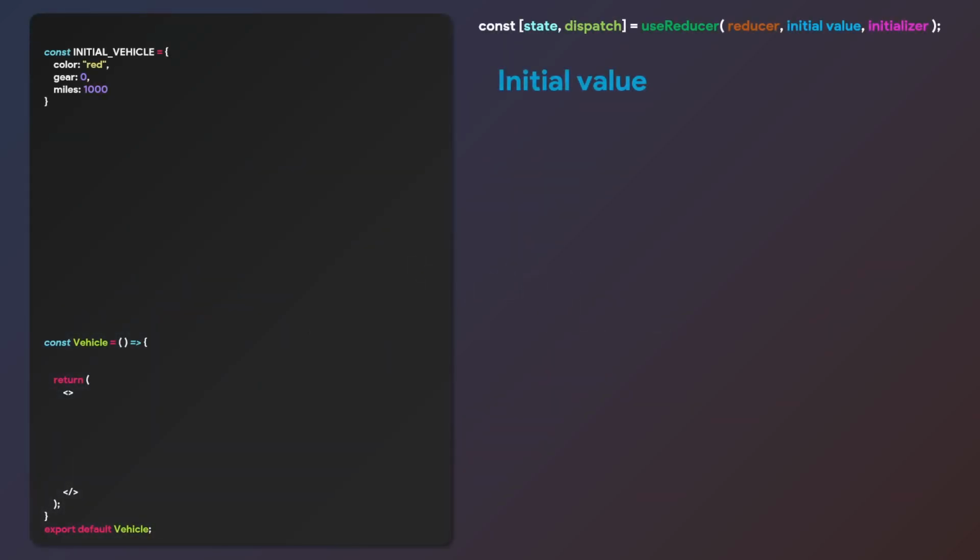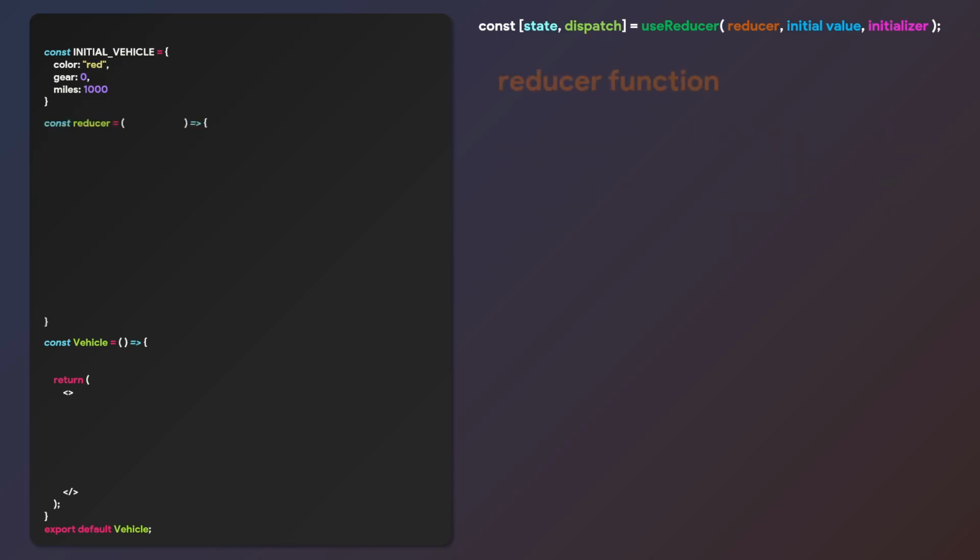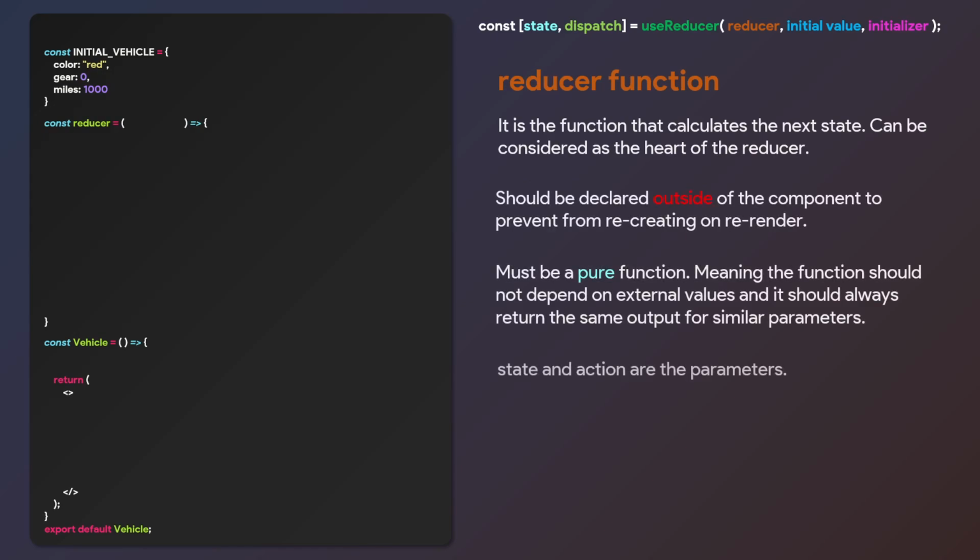To begin with, first we need to have an initial value. This value will be used as the reducer's starting state. This can be a simple variable, an array, or a complex object. Next we have the reducer function, which is the most important part of the useReducer hook. This can be considered the heart of the reducer. We are using this function to calculate the next state value.